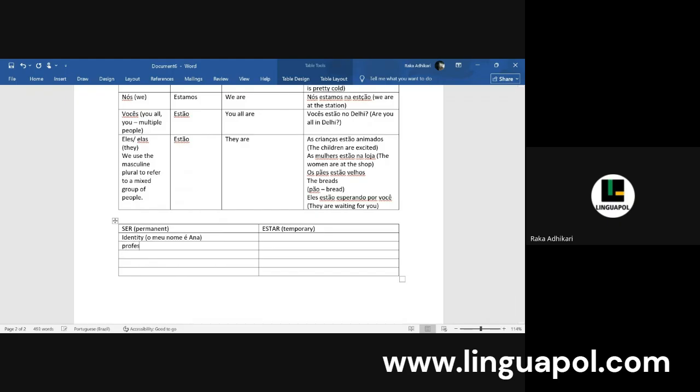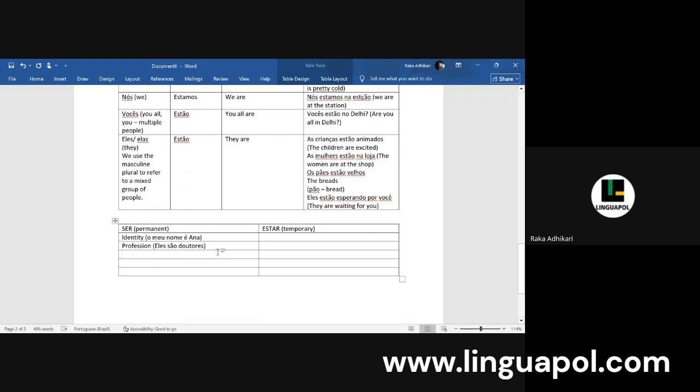Profession, any kind of profession. For example, eles são doutores. Okay. They are doctors. Eles são doutores. So whenever we talk about profession, we use the ser verb.